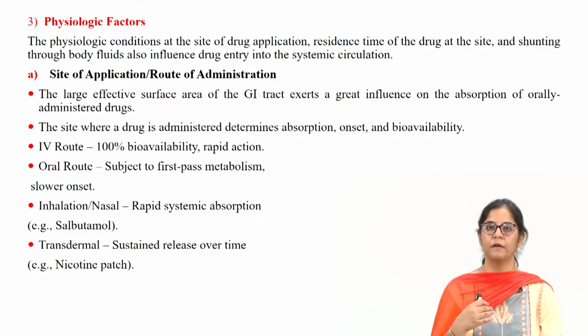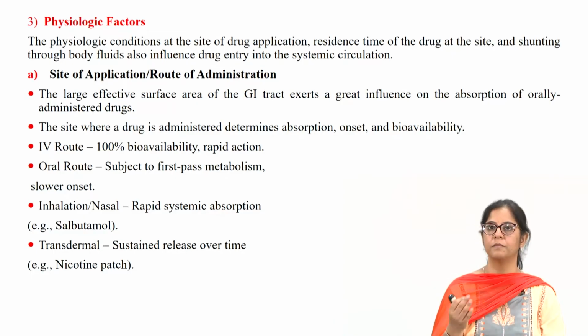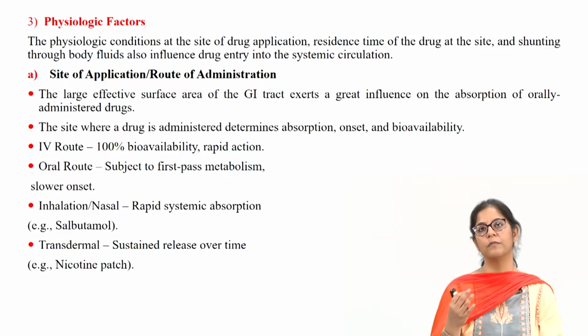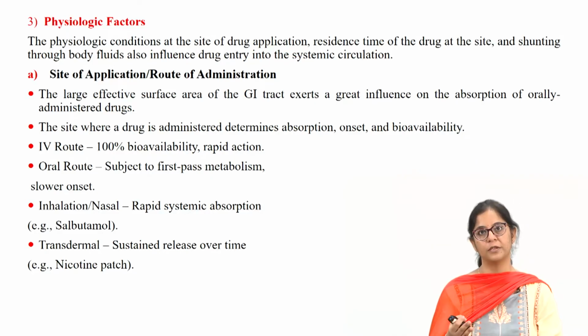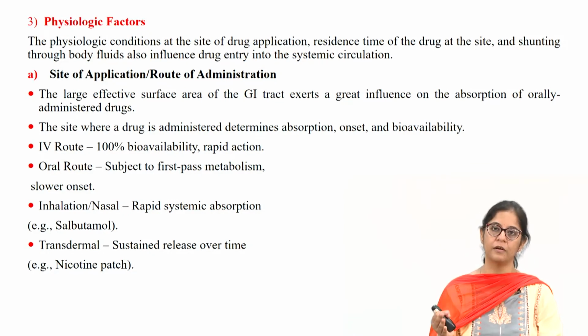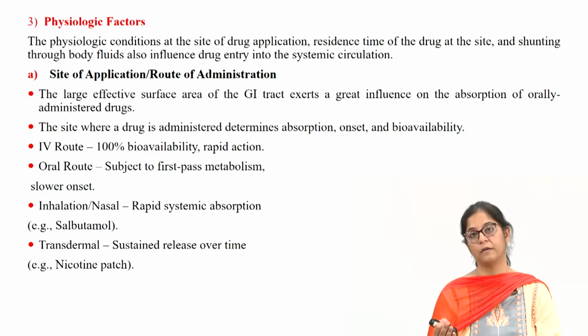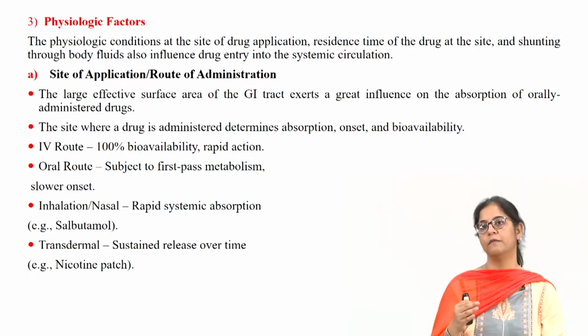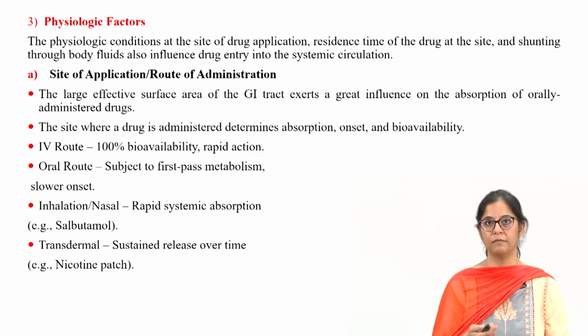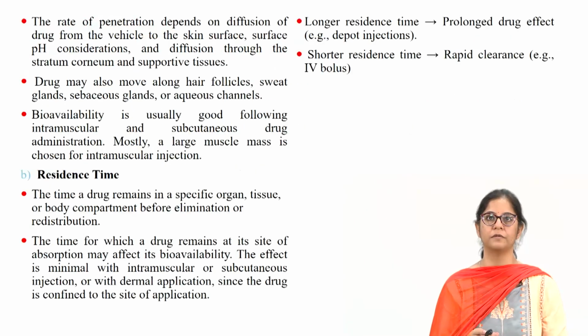Now, for example, if I give it through the intravenous route, there is 100% bioavailability because no absorption is needed, and hence rapid action. Oral route: the drug is subject to first pass metabolism, then absorption, distribution and then response, so slower onset. Inhalation: rapid systemic absorption, so we can expect faster onset of action. Transdermal: because a lot of intervening tissues are there, we can use this for sustained release over time, for example in the case of a nicotine patch.